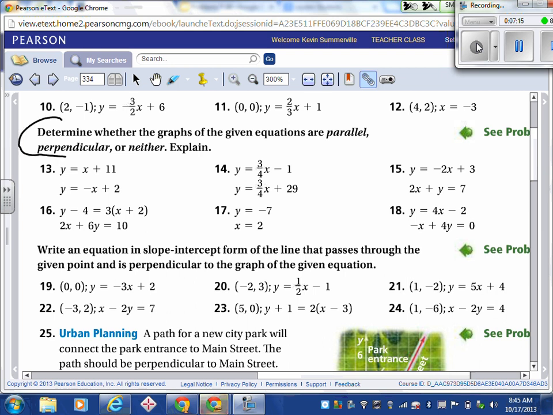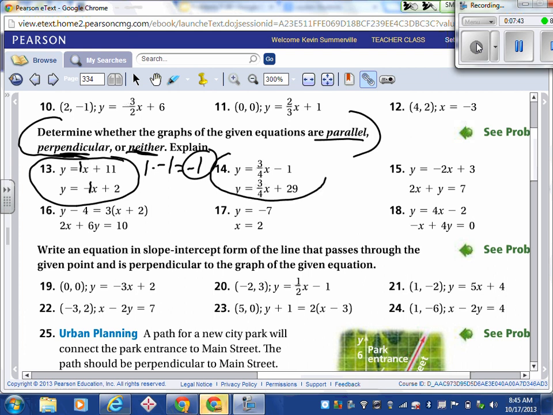Let's take a look at this section. How do I find out if a line is parallel, perpendicular, or neither? Looking at this equation right here, again, I only need to look at the slopes. In this equation, slope is 1. This one is negative 1. And I know if I multiply the slopes and I get negative 1 as an answer, it's perpendicular. Number 14, again, I only need to look at the slopes. They're both 3/4, so they are parallel.